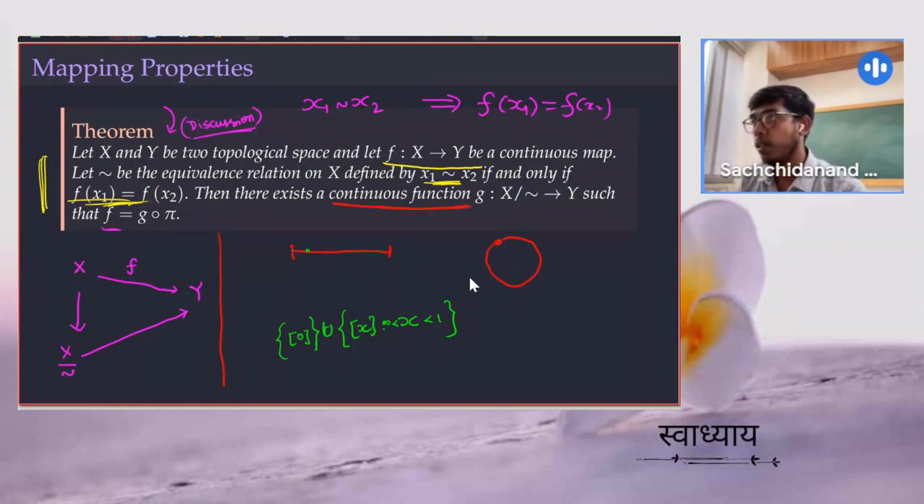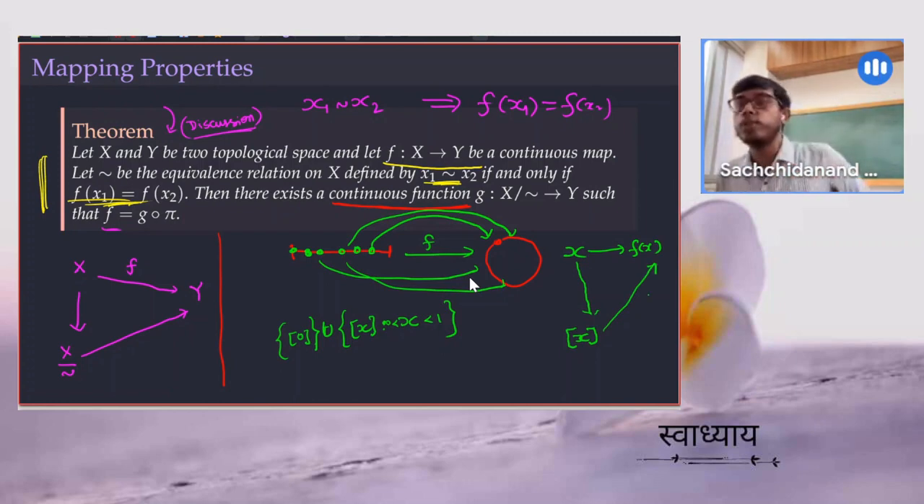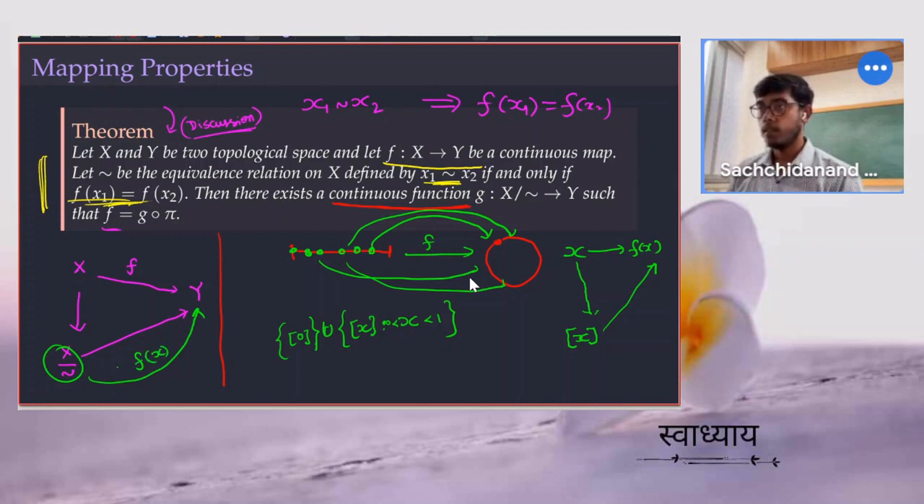If this is a map from here to here, then for every point I have an image here. So x maps to f of x. But this x will also map to its equivalence class. So what is the natural map from this to this? I'll send this equivalence class to f of x. That's a very natural choice: you take any equivalence class in this and send it to f of x.